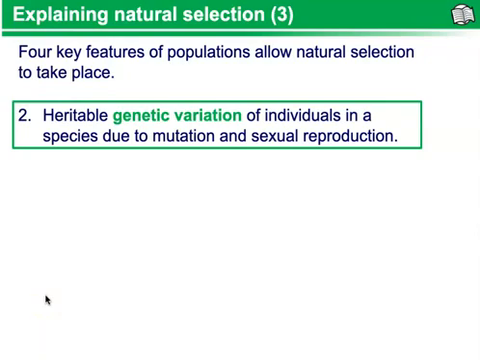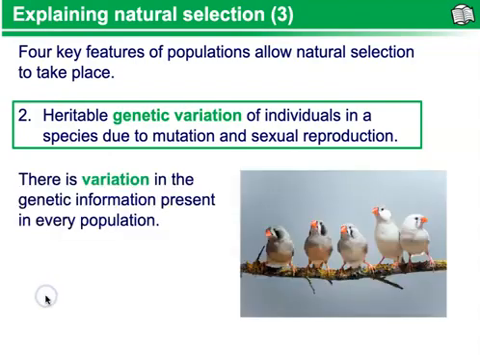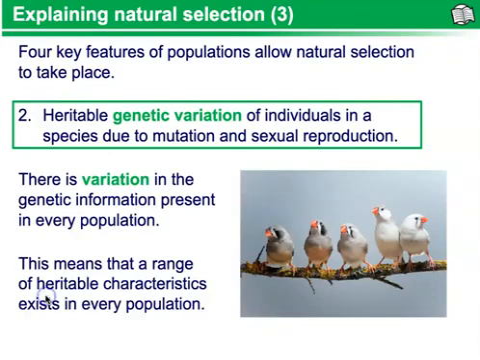Not all observable characteristics can be inherited, however. Some are a result of an individual's interaction with the environment. So there is variation present in the genetic information present in every population. This means that a range of heritable characteristics exists in every population.